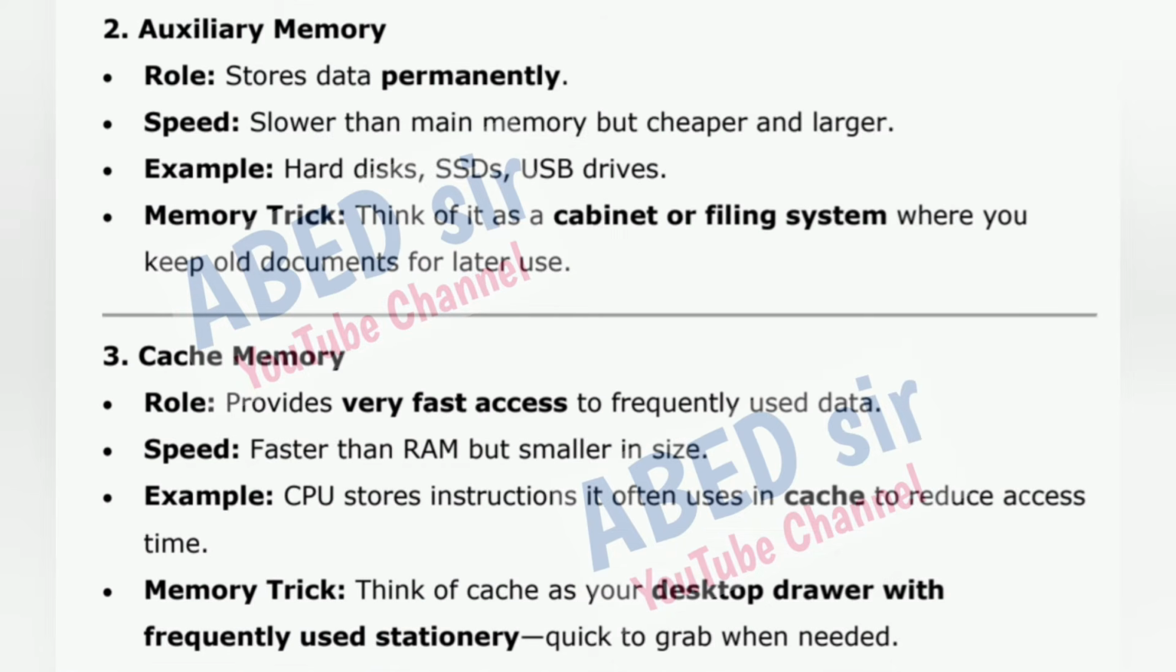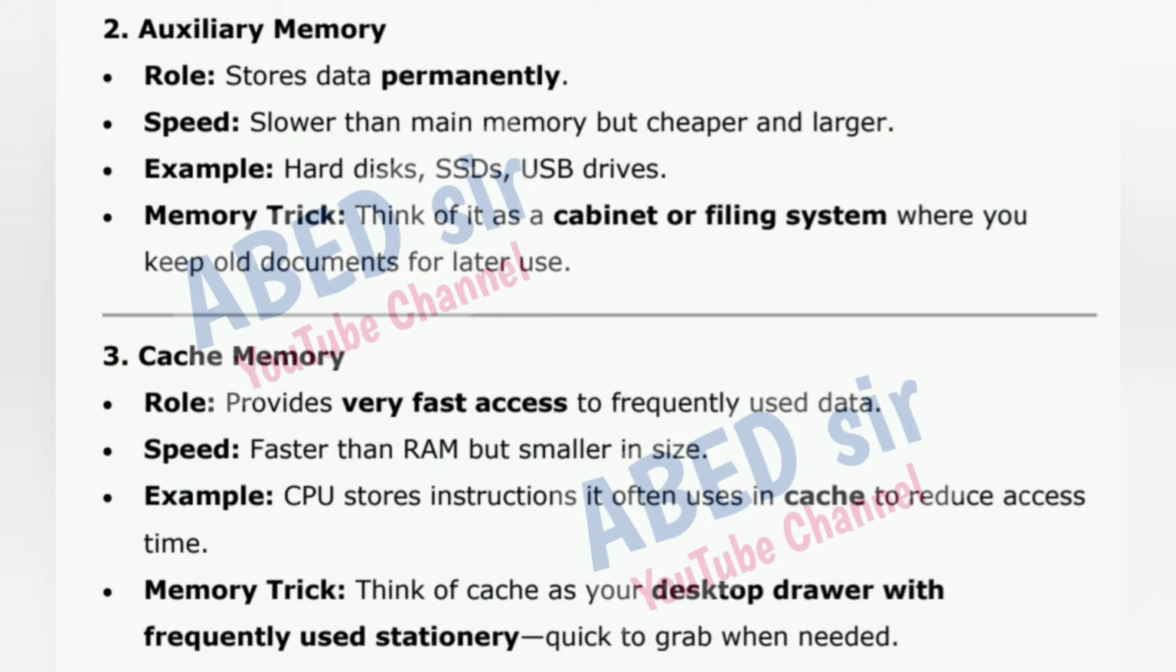2. Auxiliary memory. Role: stores data permanently. Speed: slower than main memory but cheaper and larger. Example, hard disks, SSDs, USB drives. Memory trick: think of it as a cabinet or filing system where you keep old documents for later use. 3. Cache memory. Role: provides very fast access to frequently used data.